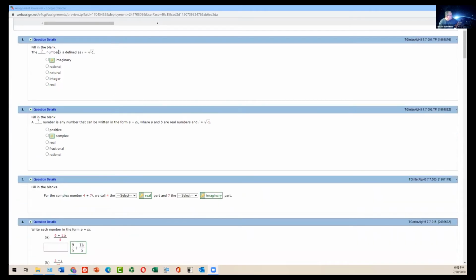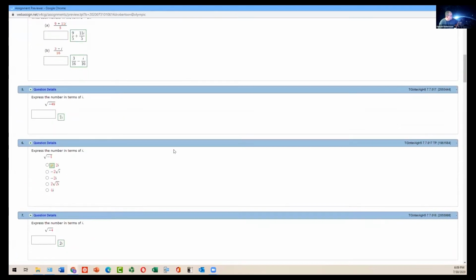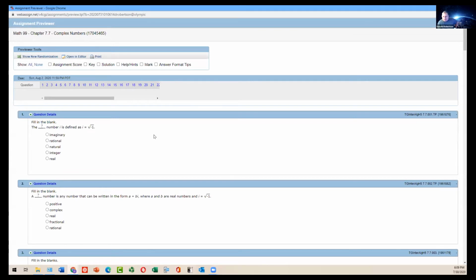So, oh, it doesn't help when you see the answer. There we go. So let's go. First thing, the number i, which is defined as that guy, is one of these things, and it's an imaginary number.